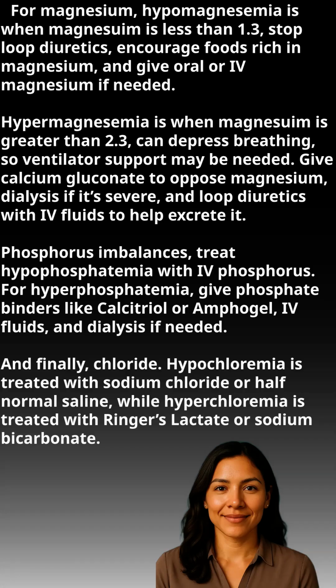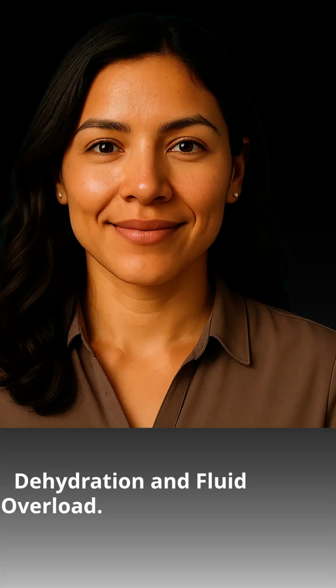For phosphorus imbalances, treat hypophosphatemia with IV phosphorus replacement. In cases of hyperphosphatemia, treatment includes phosphate binders such as calcitriol or Amphojel, along with IV fluids and dialysis when necessary. Lastly, for chloride imbalances, treat hypochloremia with sodium chloride or half-normal saline, while hyperchloremia responds well to Ringer's lactate or sodium bicarbonate therapy. Now let's explore 2 common fluid balance disorders: dehydration and fluid overload.